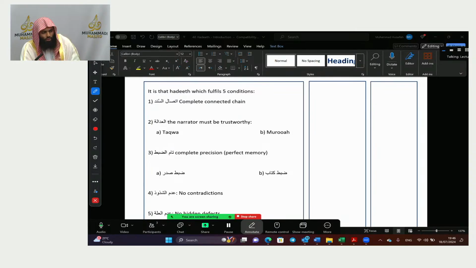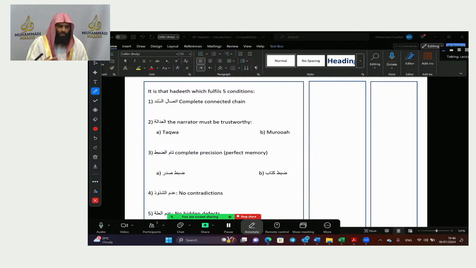Now there are a number of conditions. He has to be Muslim, Baligh, Aqil, all these things. But the main 2 conditions are the 2 that I've mentioned here. Which is what? The narrator has to have taqwa and he has to have muru'ah. Now what does that mean? The definition the ulama give for taqwa is that this is a narrator who does not commit major sins, nor is he persistent, yani continuously doing the minor sins.